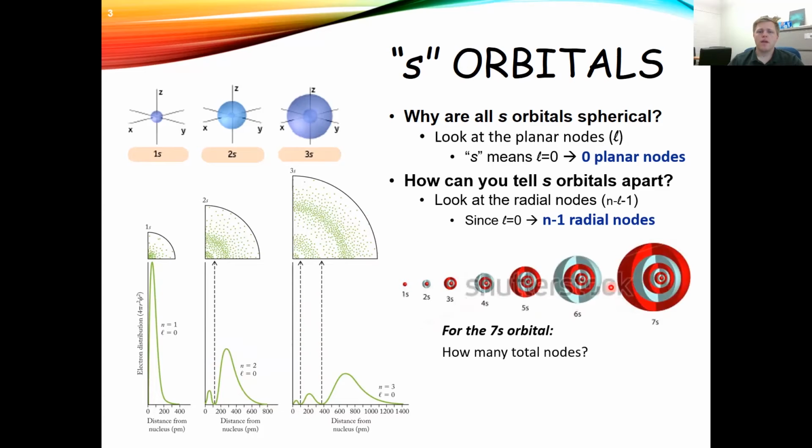So if we go all the way up to a 7s orbital and ask how many total nodes there are, well, there's going to be n minus 1, which will be 6. And if we ask how many planar nodes there are, that'll be 0, because the angular momentum is still 0. And if we ask how many radial nodes there are, that's going to be total nodes minus planar nodes. So there's 6 left over for us to look at.